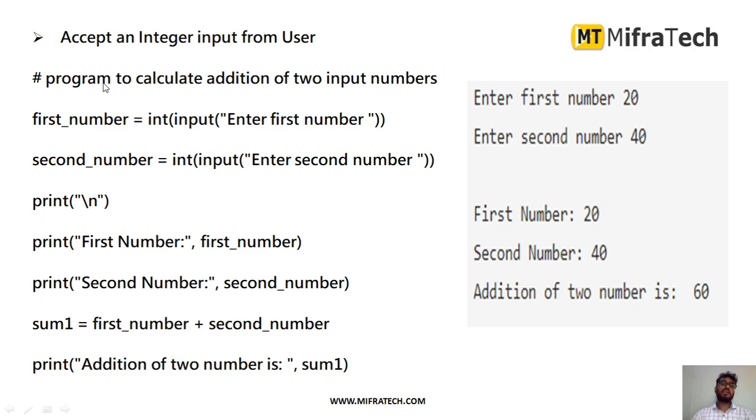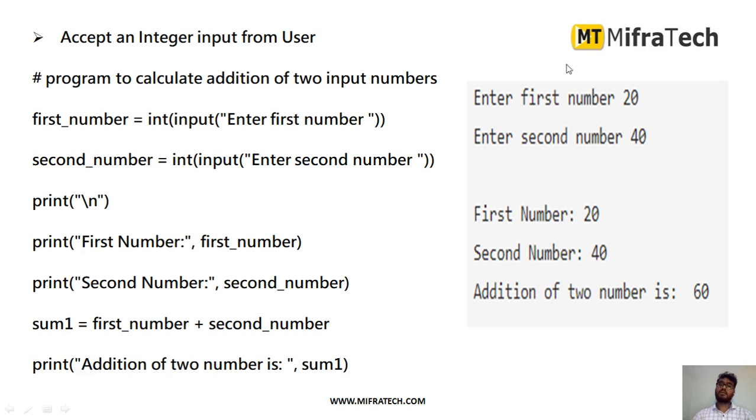If you want to accept an integer value from the user, before using the input function you have to do the typecasting. As you can see in the example, first_number is equal to int of input, and after that I am asking "enter first number". Here I am asking the user to enter only an integer number, so if the user enters a number, it will be stored as an integer value. This is how you can accept an integer value from the user. After accepting the first number and second number, I have performed the addition operation, and finally I am printing the addition of those two numbers.